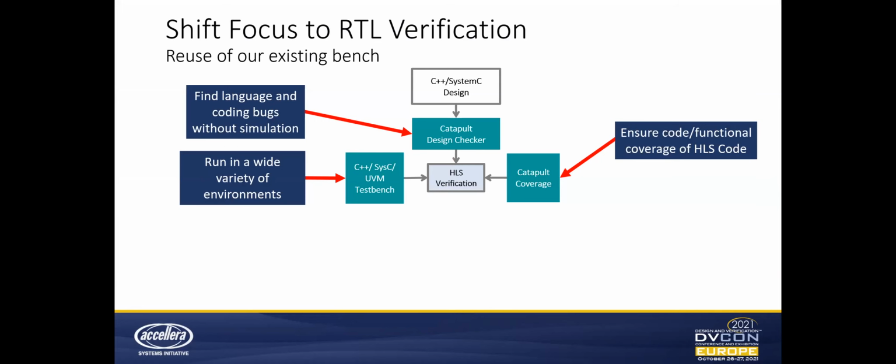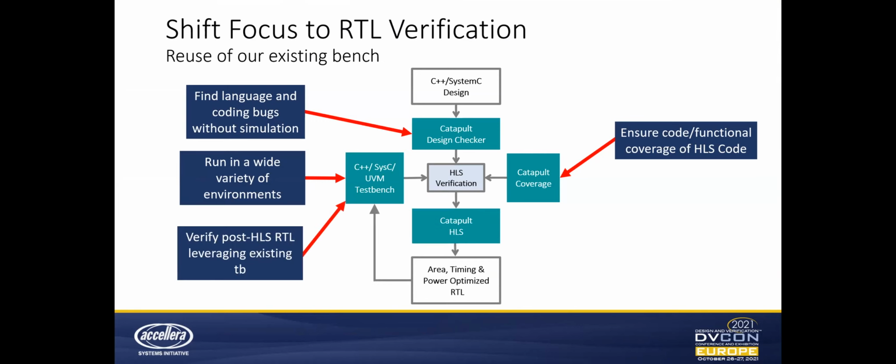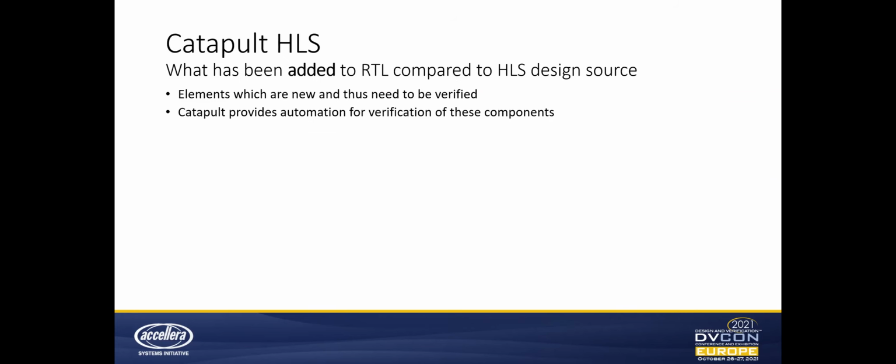So with a majority of our functional verification complete against the pre-HLS design source, we're now ready to shift focus to the RTL produced by the high-level synthesis process. And we're going to do this by using the same bench and the same stimulus that we've already developed. So in order to understand what verification tasks remain now that we're at the RTL level, we need to understand a little of how Catapult converts abstract C++ or SystemC source into RTL. To that end, here's a very high-level view of how the HLS process works.